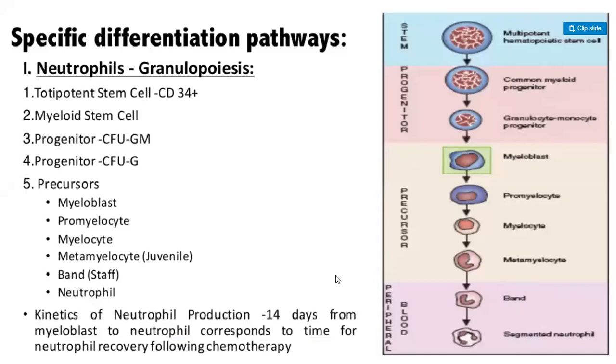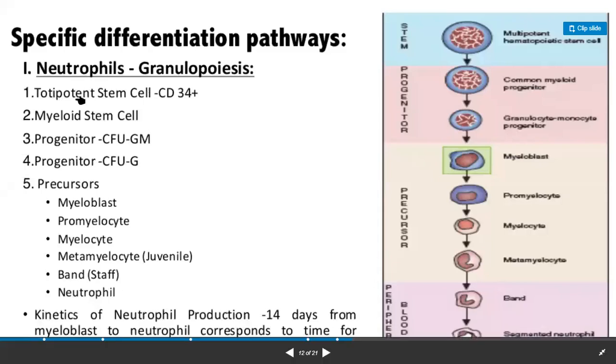Good. So here, let's look at specific differentiation pathways. It's a kind of repetition of what we already said. So now looking at neutrophils, the process will be granulopoiesis, because we said a neutrophil is a granulocyte. So the process of production of neutrophil will be granulopoiesis.